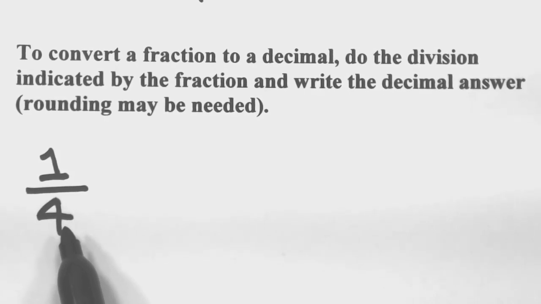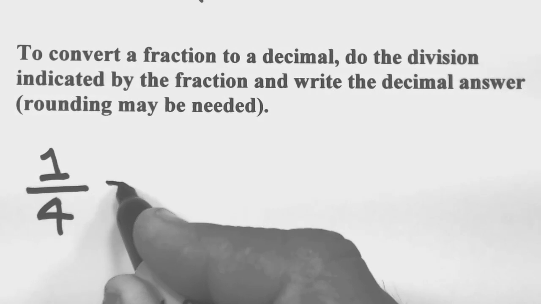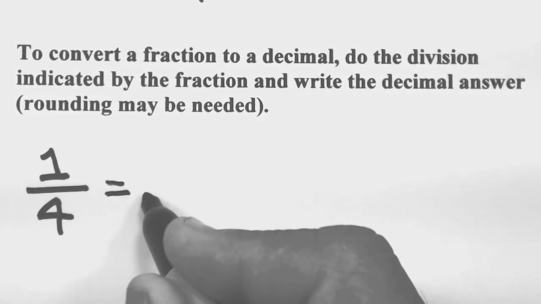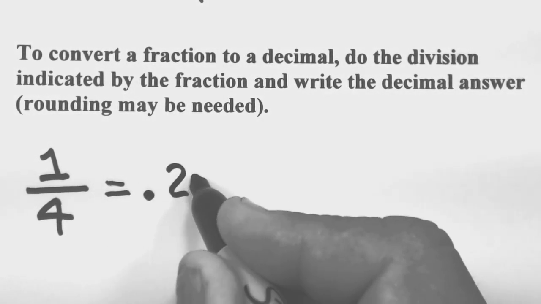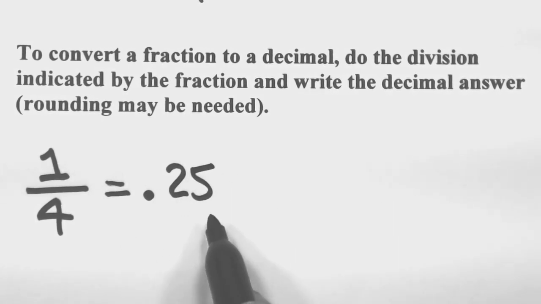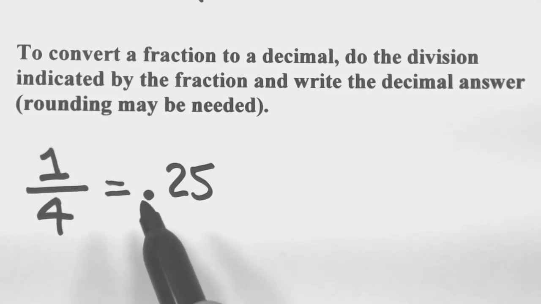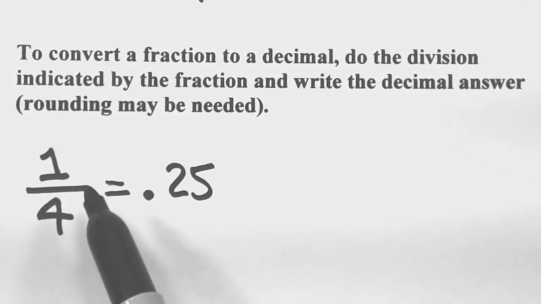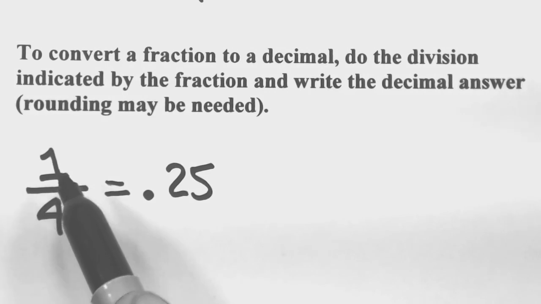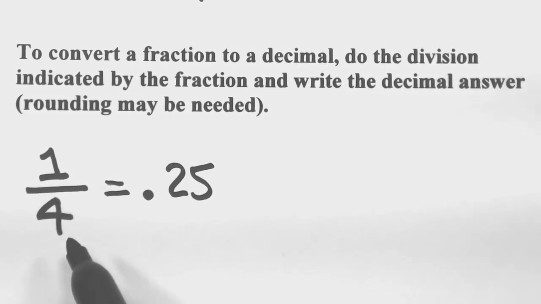Well, whether you do this longhand or do it with your calculator, what you end up with when you take 1 and divide it by 4 is 0.25. It comes out right on the button, and so in this particular one, no rounding is needed. 1/4 just equals 0.25, and how'd you get that? Well, you simply took the 1 and divided by the 4.